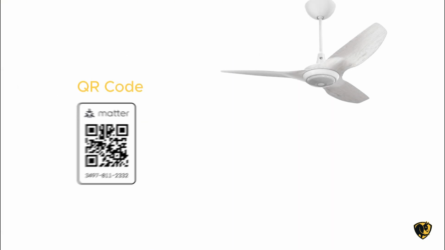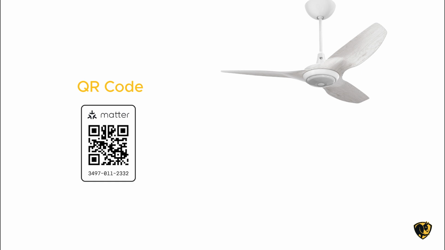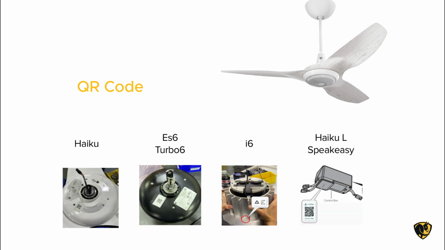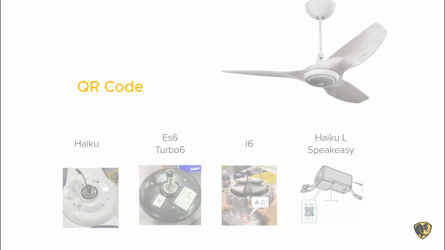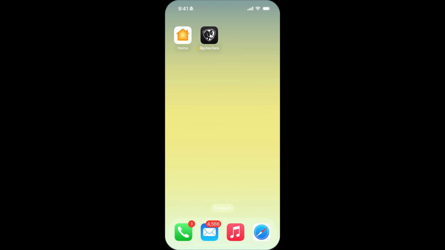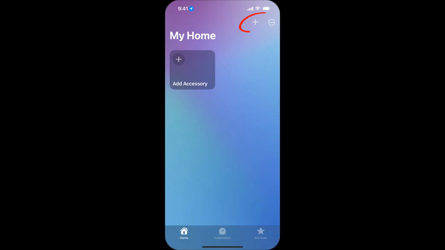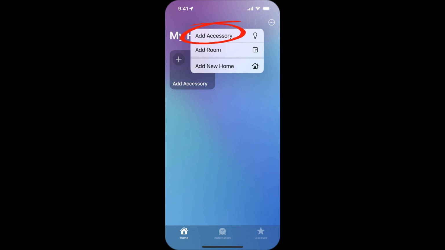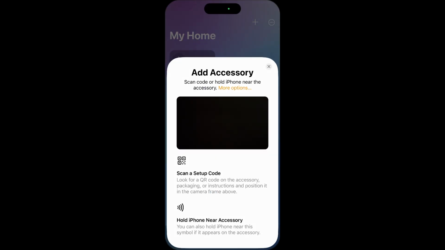If your fan came with a QR code, you can use that to add it. The QR code can be found on the fan motor above the airfoils. If it's too difficult to reach, don't worry. You can get the code using the Big Ass Fans app, which will be covered later in this video. To add the fan using the QR code, open the Apple Home app and press the plus icon. Select Add Accessory. Then scan the code and follow the on-screen instructions.